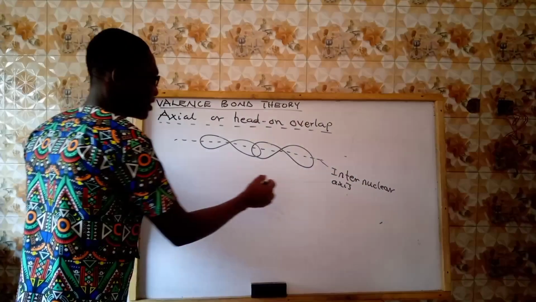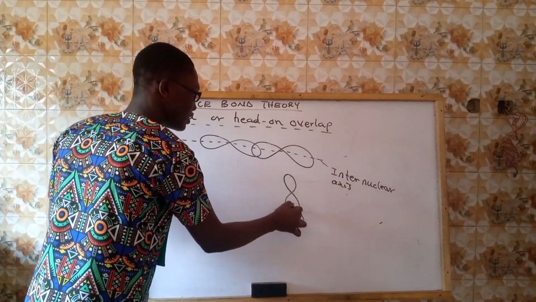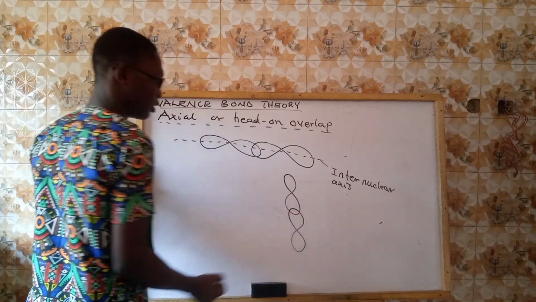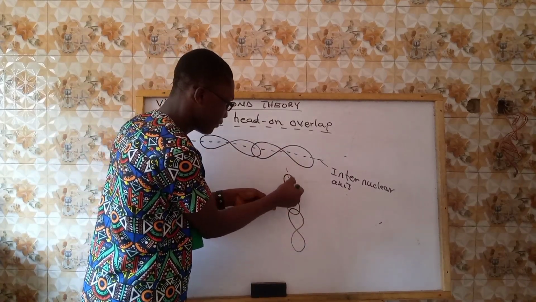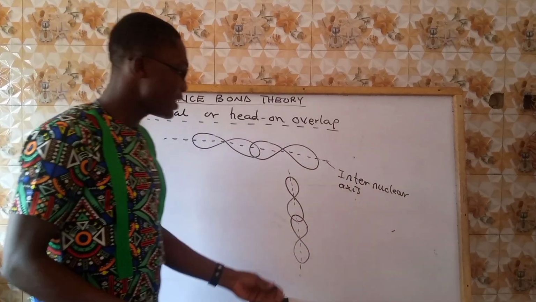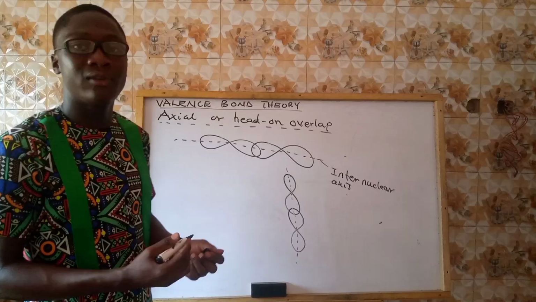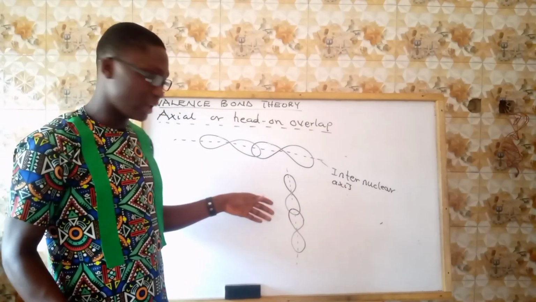It can also be like this. You also have this. The same situation. They overlap head-on. So now we have this here on the same axis. So it's an axial overlap. So this is an axial overlap.